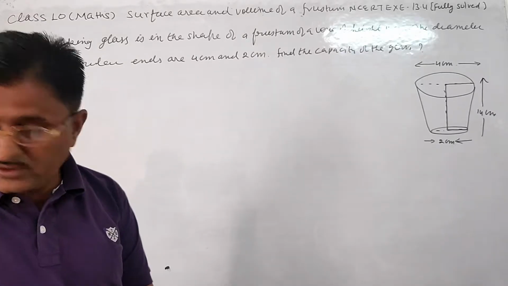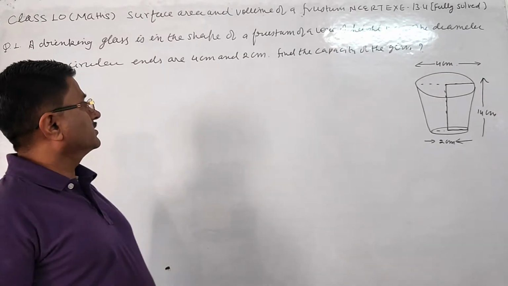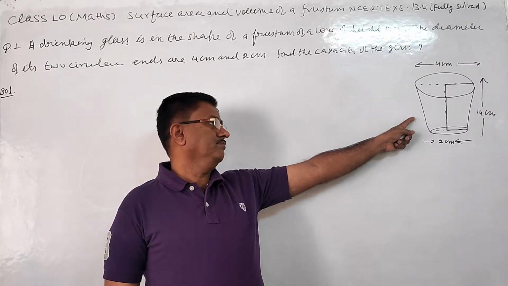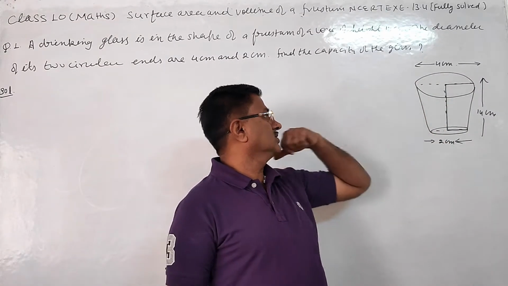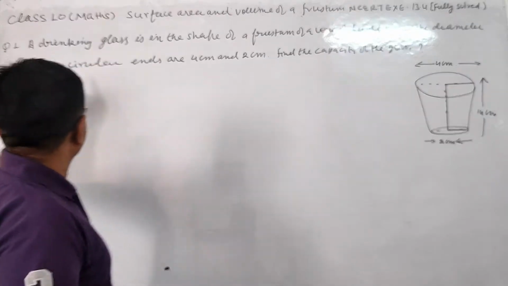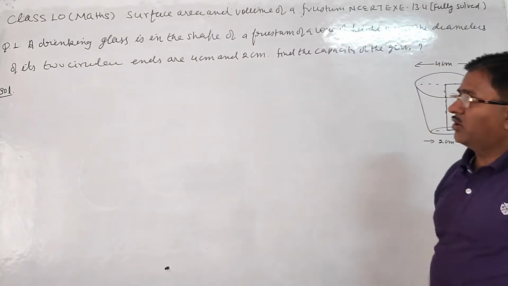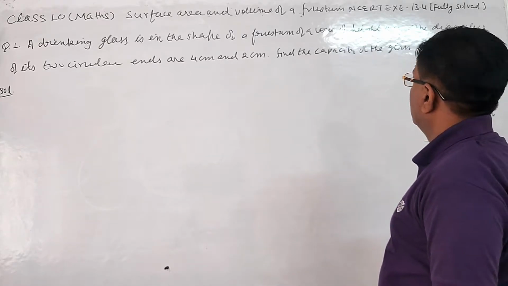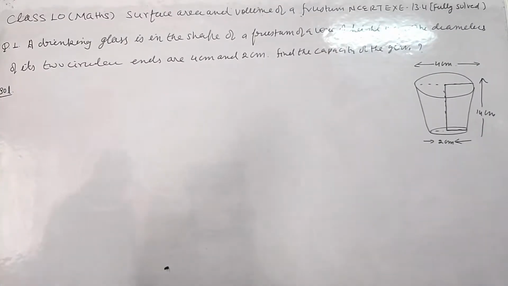So first one I have already written on the board. You can see the question: a drinking glass is in the shape of a frustum. We are given a drinking glass which is in the form of a frustum of height 14 centimeter. The diameters of its circular ends are 4 centimeter and 2 centimeter. Find the capacity of this glass. Very easy question. We have to directly use the formula.